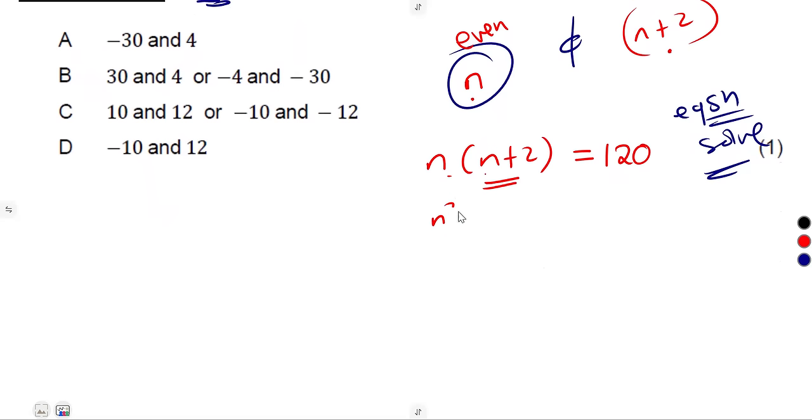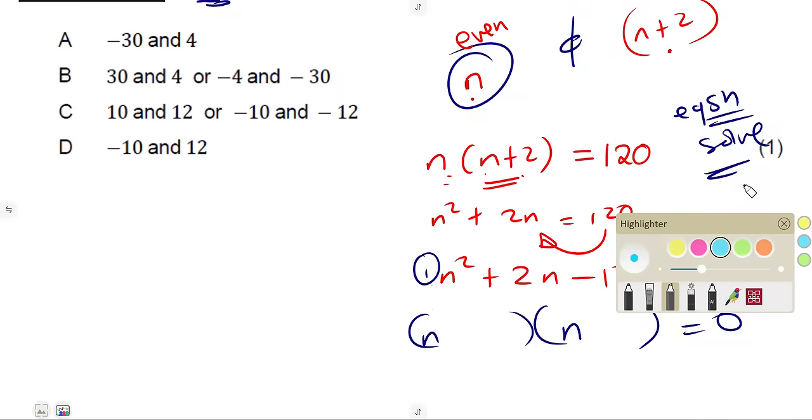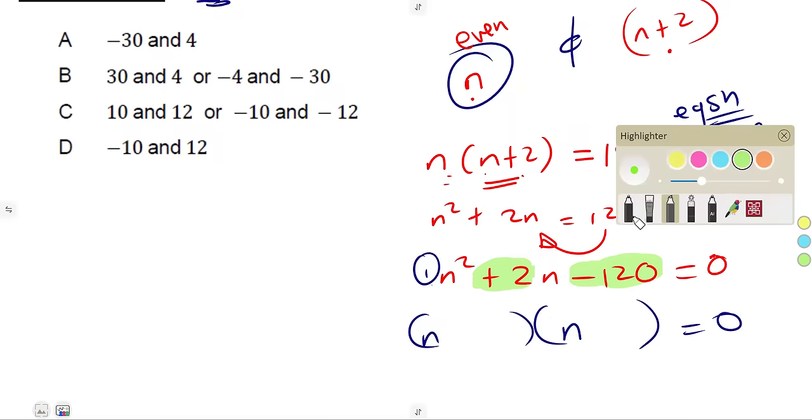Expand the brackets. n squared, n times 2, that's 2n, equal to 120. Taking the 120 to the other side of the equation, it becomes negative 120. So that's it, guys. Let us factorize, as we have got a quadratic, or a trinomial, where n squared has coefficient 1. So I'm just going to put n and n here. So let's consider the factors of negative 120, but they must add up to positive 2.